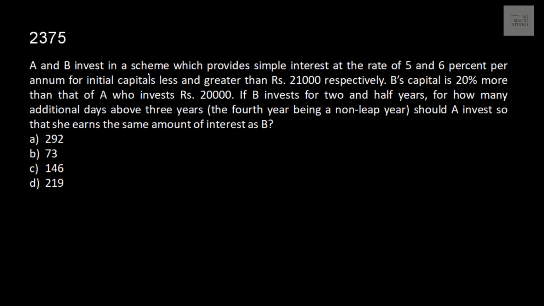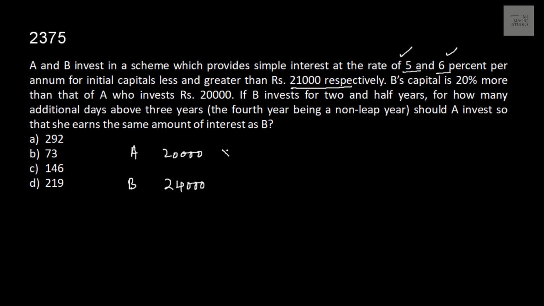A and B invest in a scheme which provides simple interest at the rate of 5% and 6% per annum for initial capital less and greater than 21,000 respectively. If your capital is less than 21,000, you will get 5% interest. If your capital is more than 21,000, you will get 6% interest. B's capital is 20% more than that of A, who invests 20,000. So B's investment is 20% more than this, that is multiplied by 1.2, you will get 24,000.